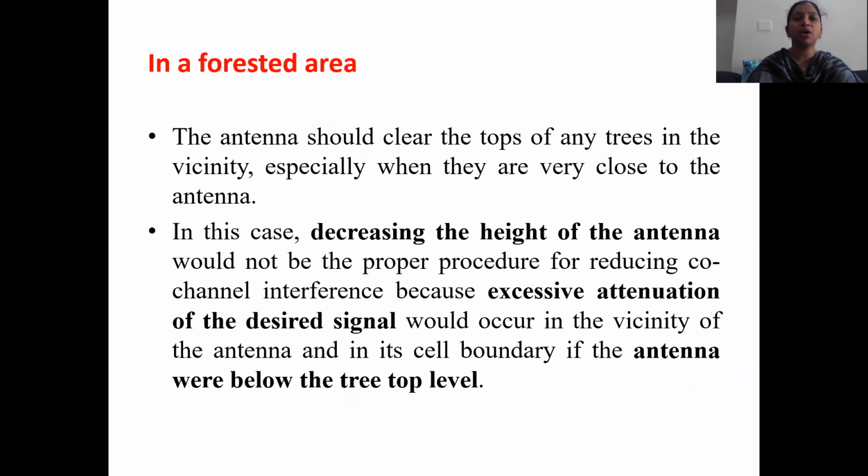Next, coming to the forested area, the antenna should clear the tops of any trees in the vicinity, the area up to which we can see, especially when they are very close to the antenna. In this case, decreasing the height of the antenna would not be the proper procedure for reducing co-channel interference, because excessive attenuation of the desired signal would occur in the vicinity of the antenna and in its cell body.